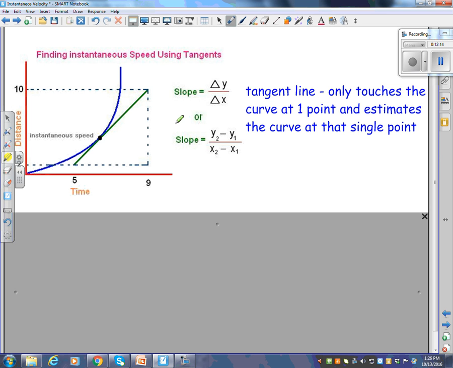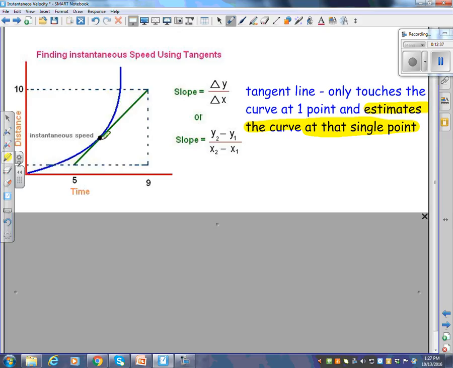Okay? So see this green line right here? It just touches the blue line at a single point. Like if you zoomed way in, it would be close but not touching, right? It's just touching, just kind of coming up and kissing it right there, right? And it estimates the curve at that single point. It's an approximation, an estimate of the curve at that point.